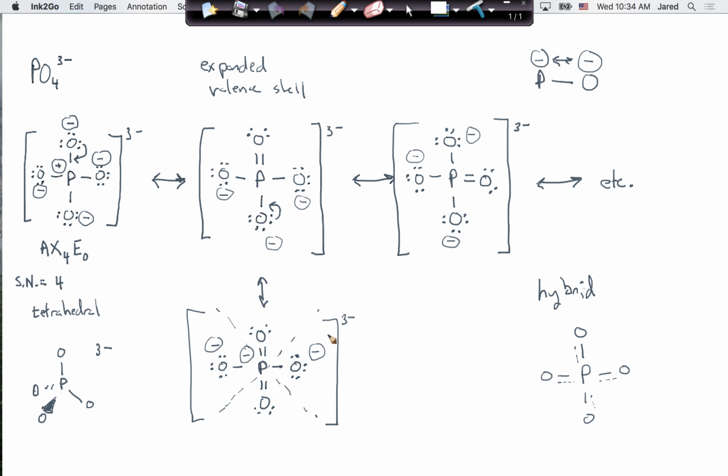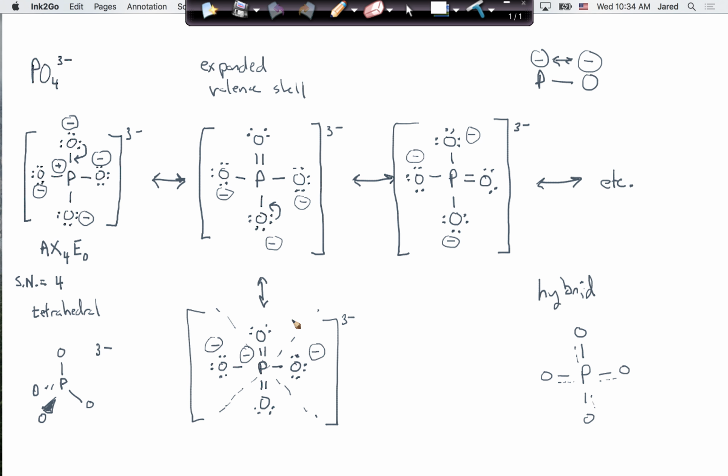It is still a legal Lewis structure that follows all of the correct rules, but it's not one that reflects nature. It is not one that the actual molecule really looks like, and so that's why we're discarding it. Okay.